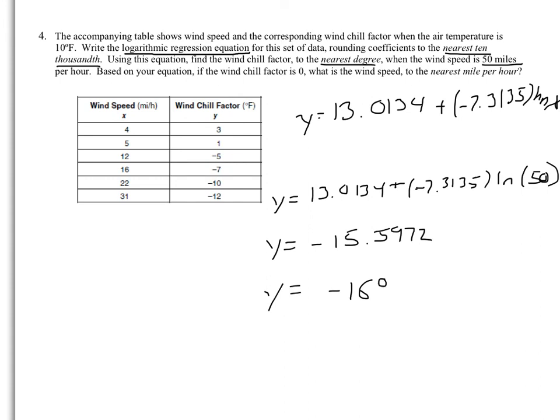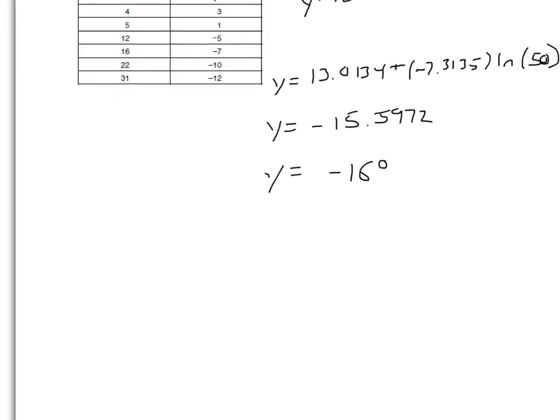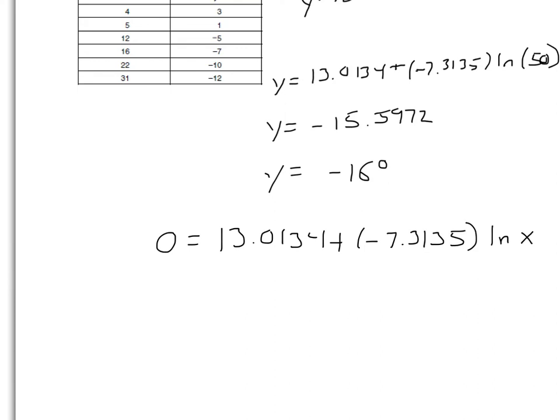So you've got to be careful here. This is a two-part question. First it asks for when the wind speed is 50 miles per hour. Now it's asking for a different question. It's asking for when the wind chill is 0. Think about that. Is that an input or an output? It would actually be an output this time. So I would set my function equal to this. I would say that 0 is equal to 13.0134 plus a negative 7.3135 ln of x.